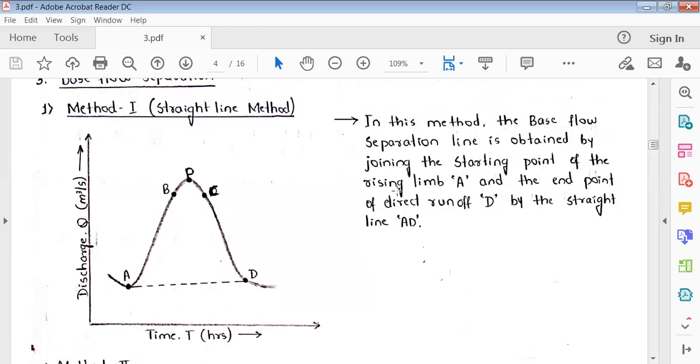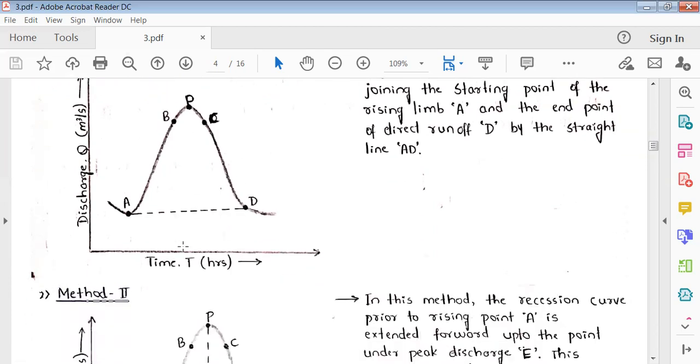In this method, the base flow separation line is obtained by joining the end points, that is, the rising limb start A and the end point of the direct runoff, D, by a straight line. If you just connect these two points, you separate the original discharge. Whatever is above AD is called the excess discharge, or excess runoff. Whatever is below it is water stored in the lakes, ponds or rivers as it is. If you want to find how much is the excess rainfall, you can connect the start point and the end point of the hydrograph. This is the first method.